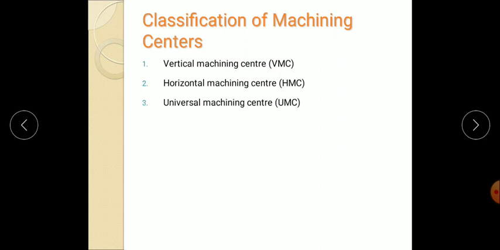Next one is the universal machining center. It has a work head that swivels its spindle axis to any angle between the horizontal and vertical, that is a very flexible machine tool. Example, aerofoil shapes, then curvilinear geometries.